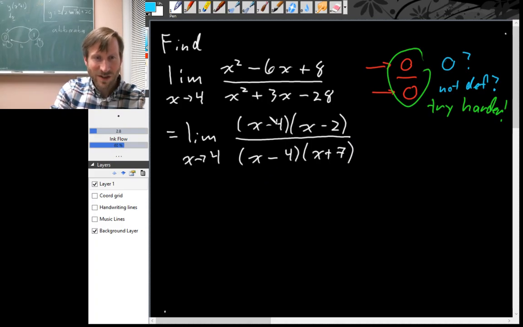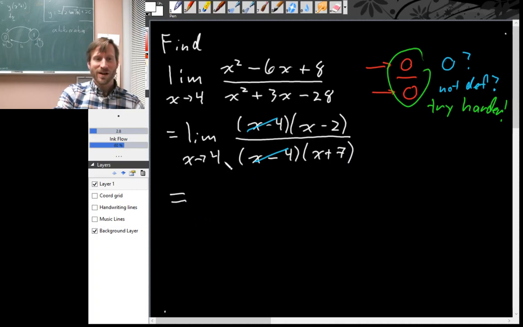You see that with this x minus 4 in the numerator and denominator, we can cancel those. And now if you use the limit laws to calculate this limit, you don't get 0 over 0. If you plug in 4, you get 2 over 13. So this limit is 2 over 13.